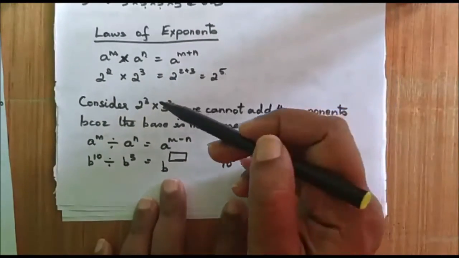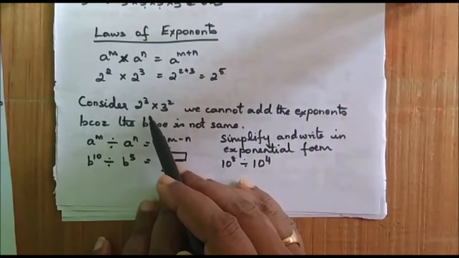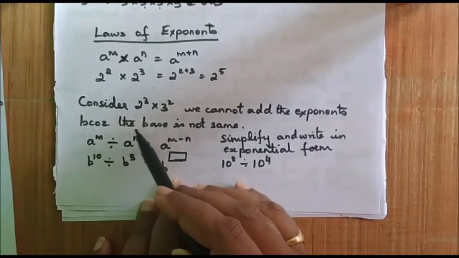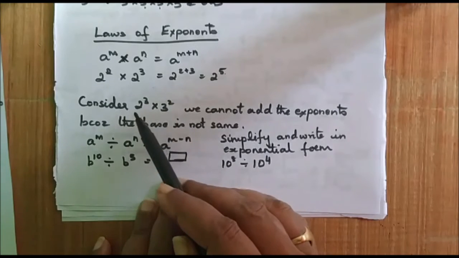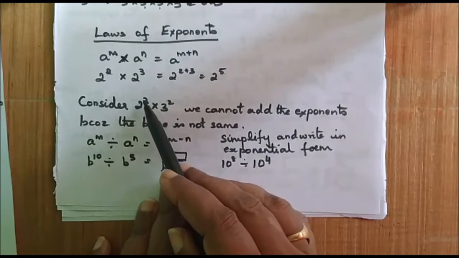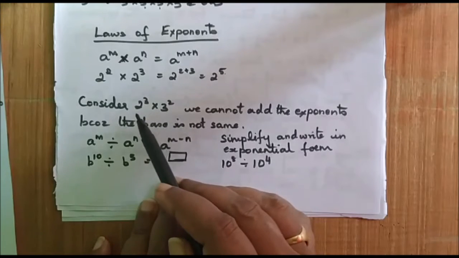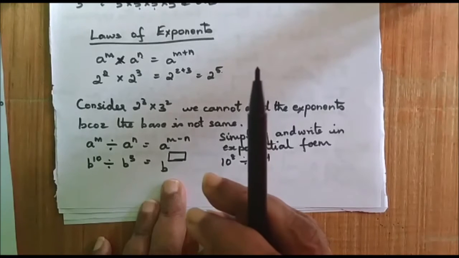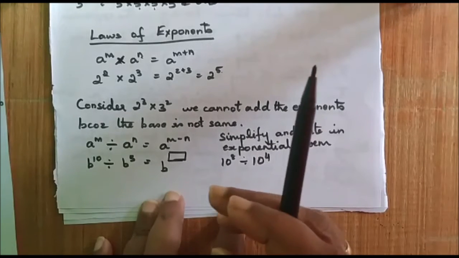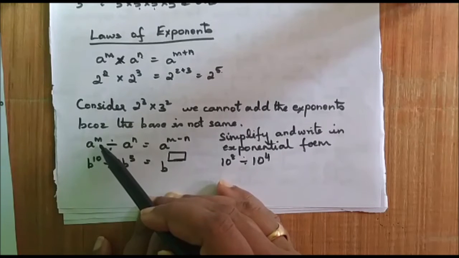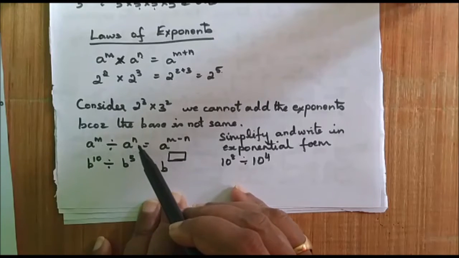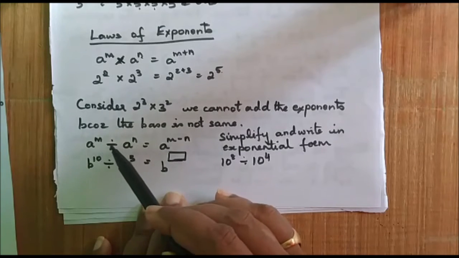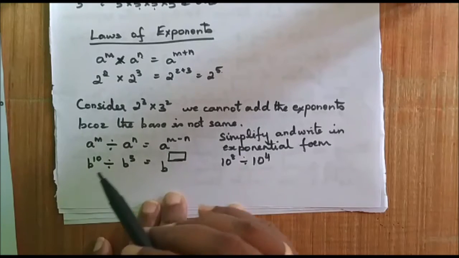Okay. Now consider 2 to the power 3 into 3 to the power 2. We cannot add the exponents because the bases are not the same. The base has to be the same and it should be multiplied. Okay. Now, a power m divided by a power n is equal to a power m minus n. So when you divide, the powers get subtracted.